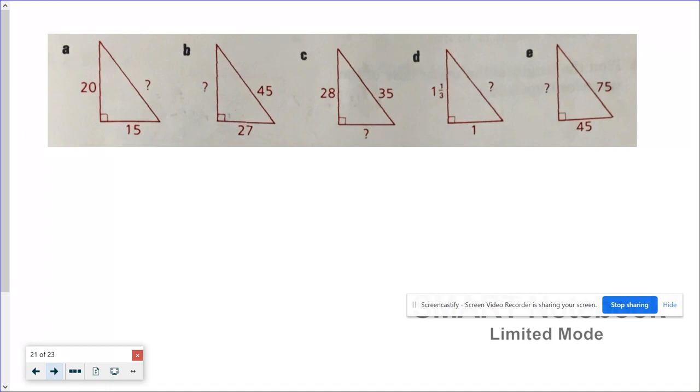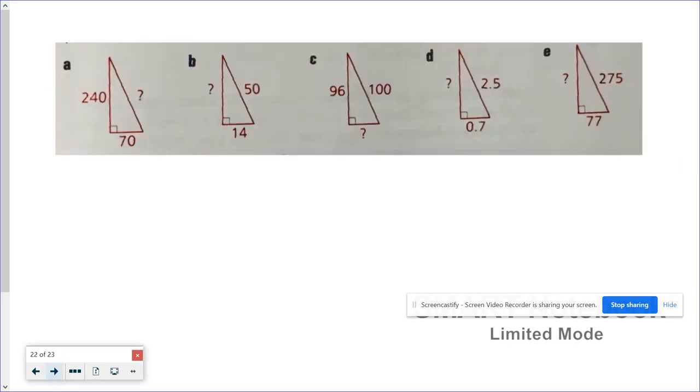I don't know, what do you think about these? Yeah, this one here is a 3, 4, 5, right? Because with the multiplier being 5, that means this would be 25. What about here? That first one's kind of obvious. Clearly they both end in 0, so you have 7, 24, so 25. So this would be 250.